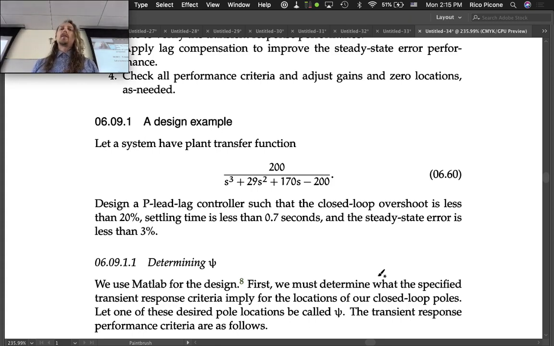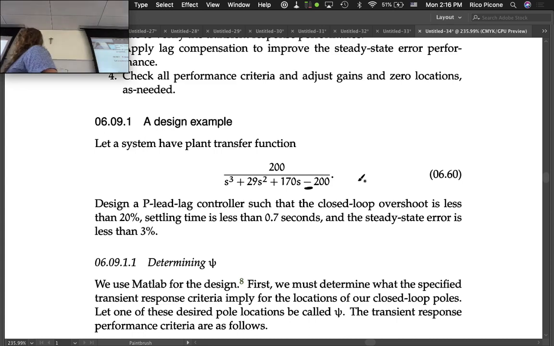What's interesting about this transfer function? What pops out? Yeah, it's negative, right? Do you guys remember that this is sufficient reason to tell us that this is an unstable system?